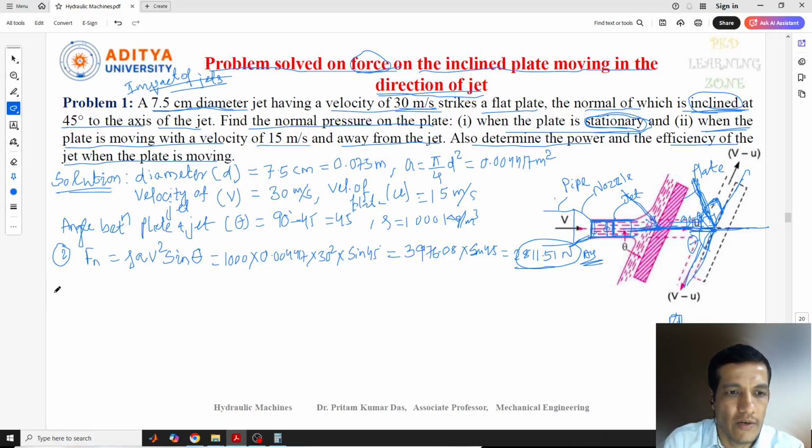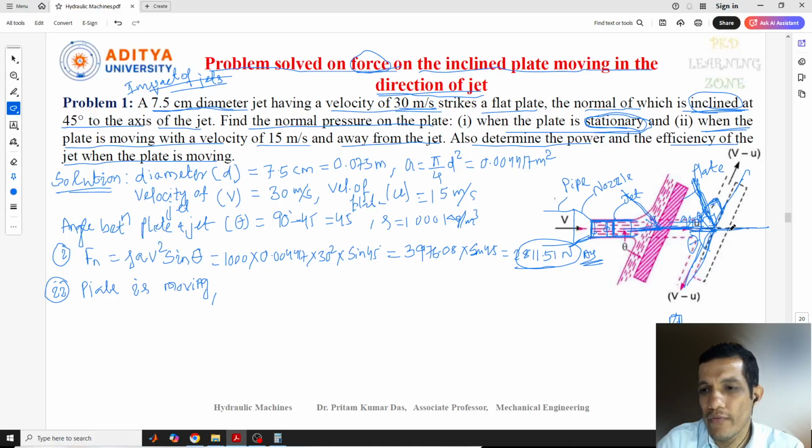Now the second question we'll see. The second question is when the plate is moving with a velocity. Plate is in moving condition. Okay, for that what is the formula? After moving, the plate moved away from the position, away from the jet. That's why the plate moved here with a velocity of 15 meter per second.